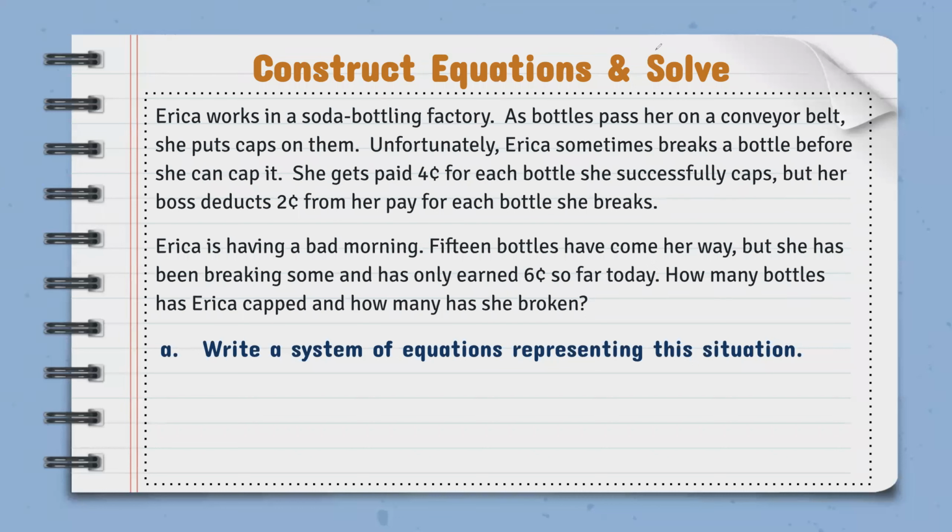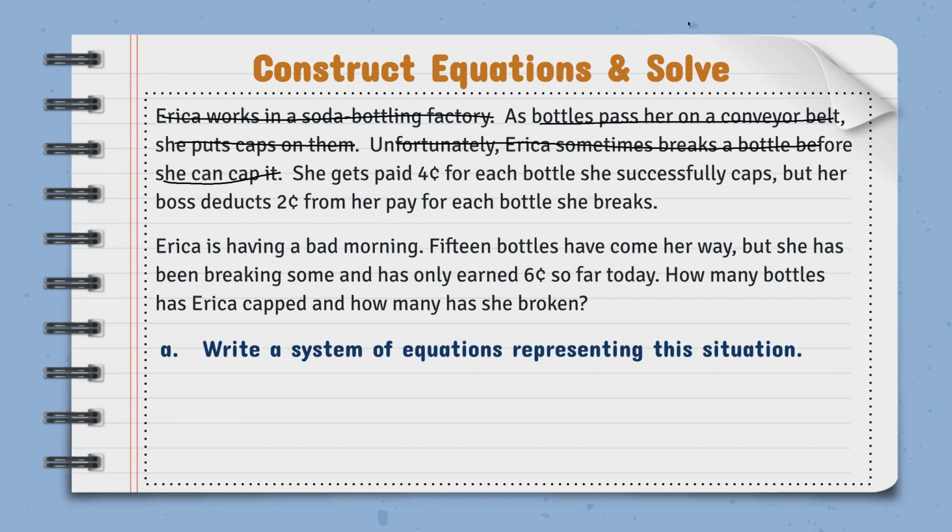Erica is having a bad morning. 15 bottles have come her way, but she has been breaking some and has only earned 6 cents so far today. How many bottles has Erica capped and how many has she broken? So we need to write a system of equations representing the solution. There's a lot of information here that's not important, and then we have some very important information. Her working in a bottling factory, how it works, that's good to understand for context, right? Knowing she breaks bottles is important to know, but that's not going to necessarily help us in creating equations.